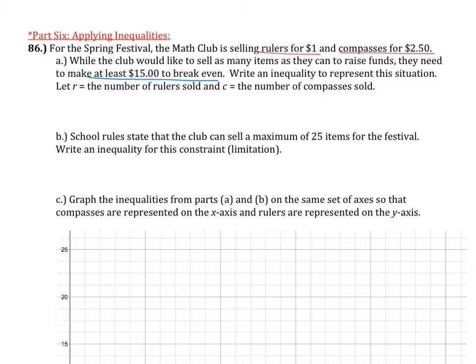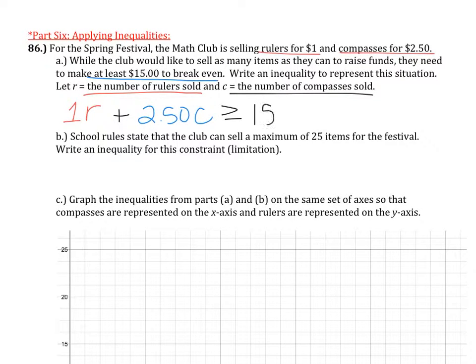So we're going to write an inequality to represent the situation. We're going to let R be the number of rulers sold, and C is the number of compasses sold. So we are told that each ruler is going to be $1, so we're going to have 1R, plus each compass is $2.50, so 2.50 times C, and that is going to be greater than or equal to our $15.